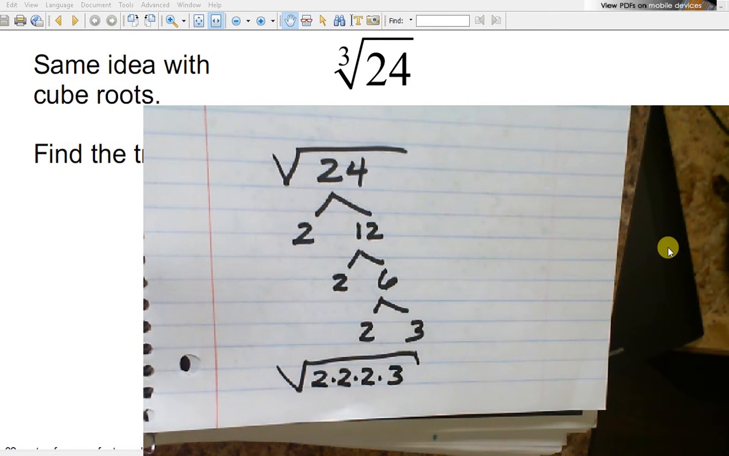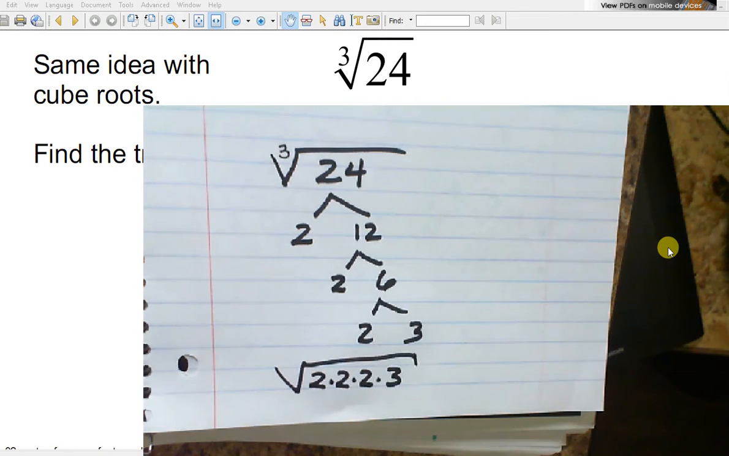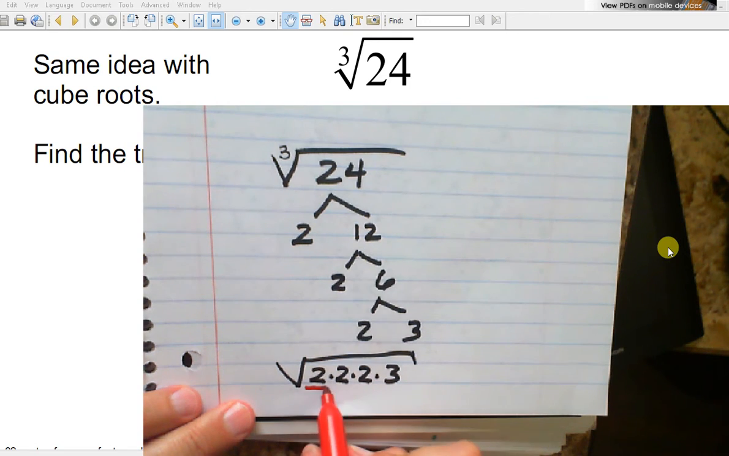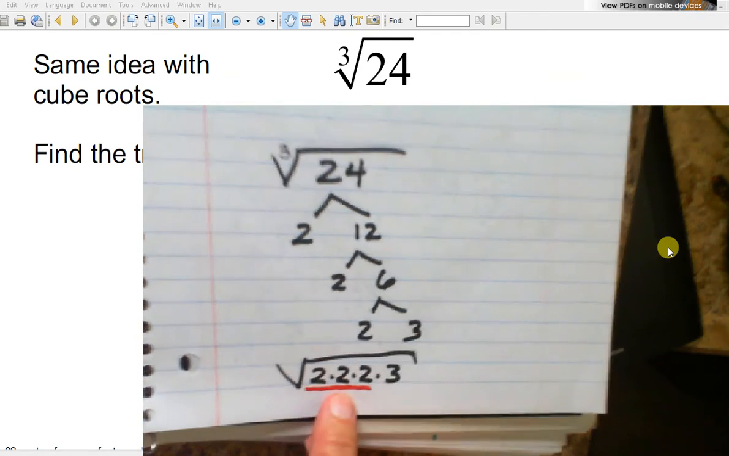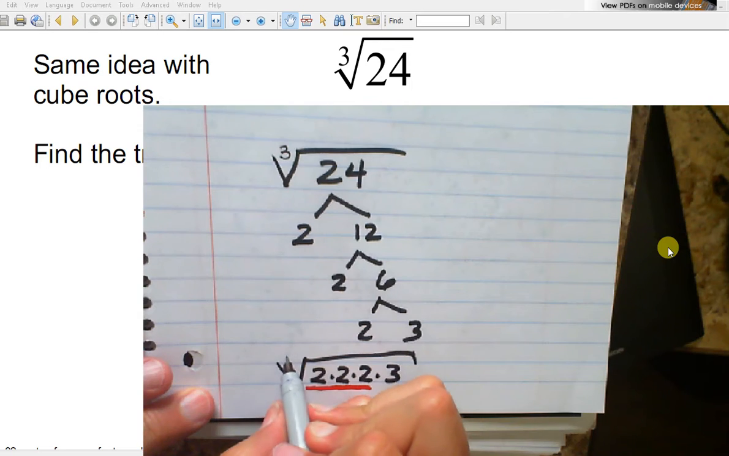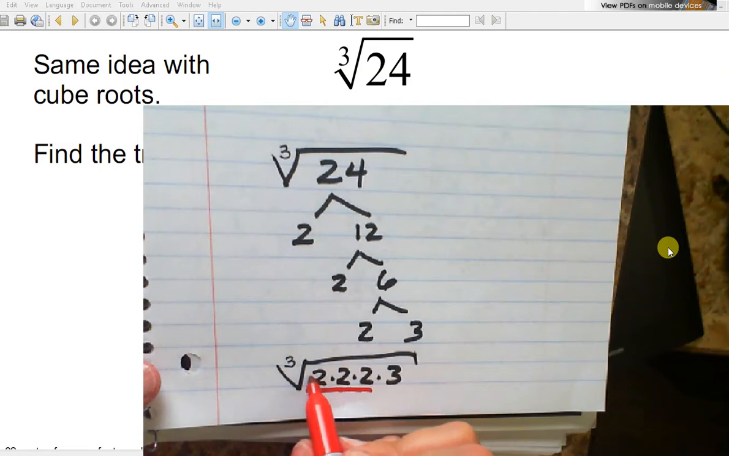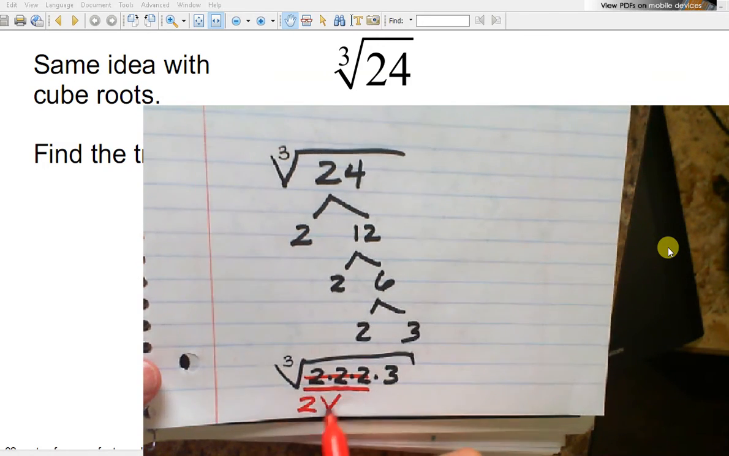Oh, you know what? I needed to put that cube on it, didn't I? It's a cube root, not a square root. When I was doing square roots, I was looking for twins. Now I'm looking for triplets. Do I have any triplets? I do. Right there. 2 times 2 times 2. Well, that's 8. And what's the cube root of 8? The cube root of 8 is 2. I cross those guys out, and I have 2 cube root of 3.